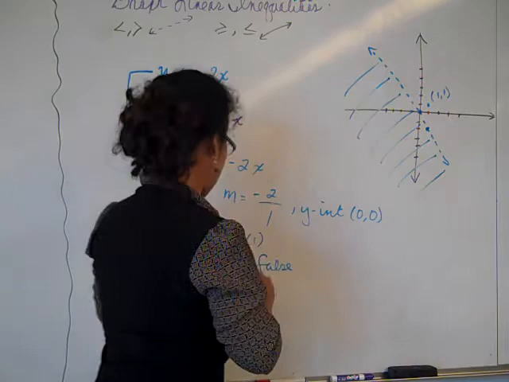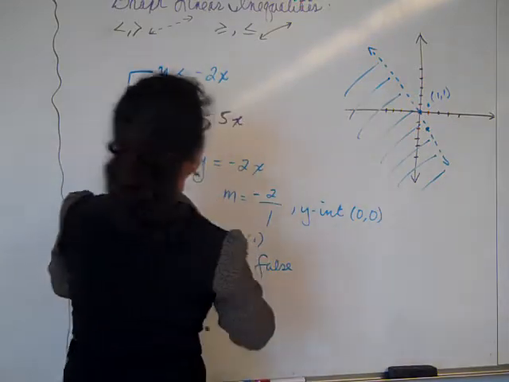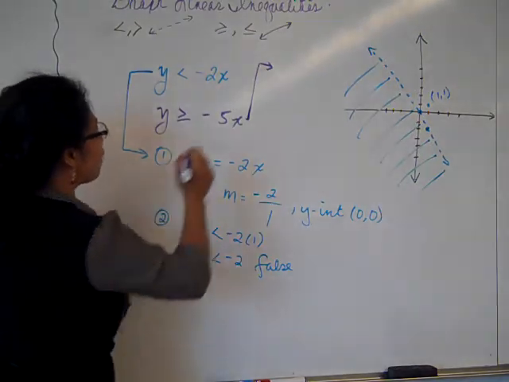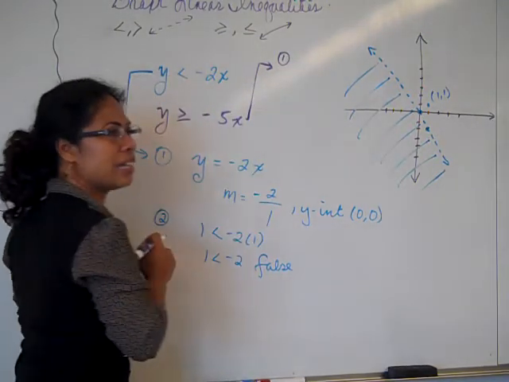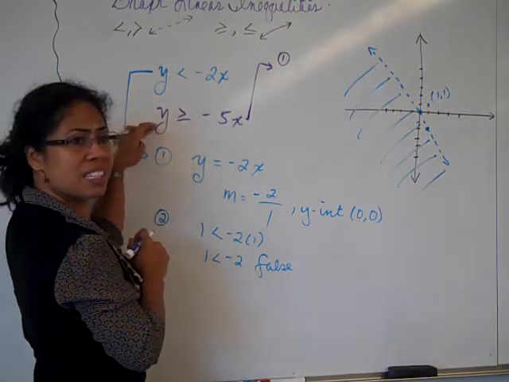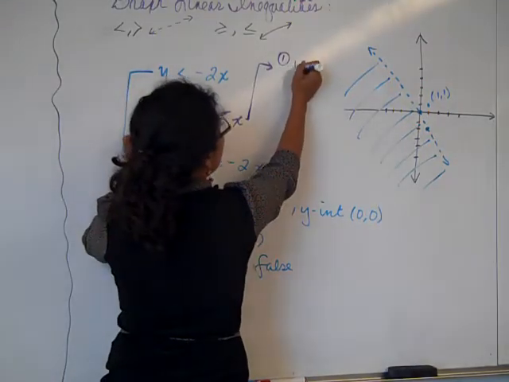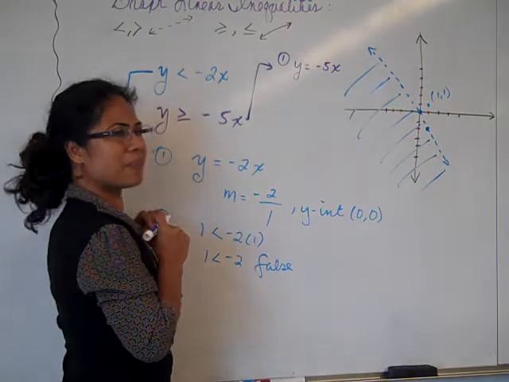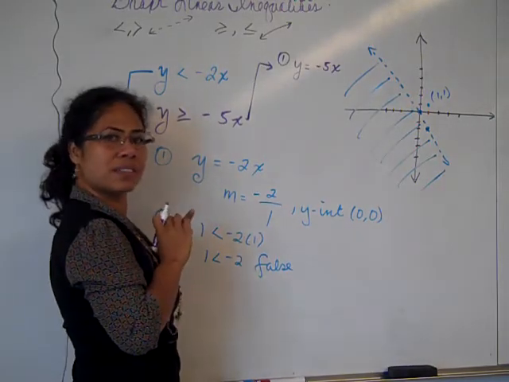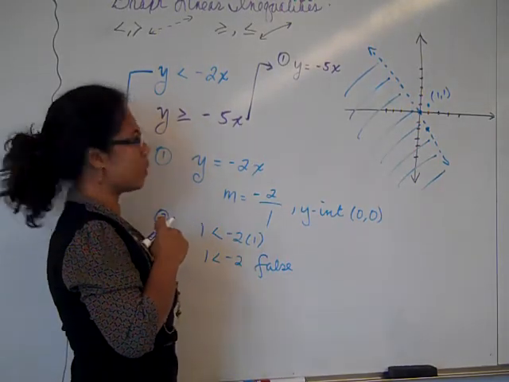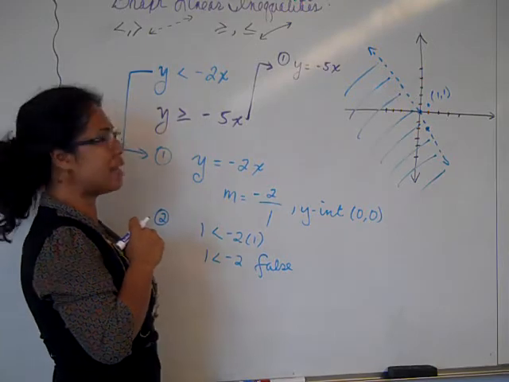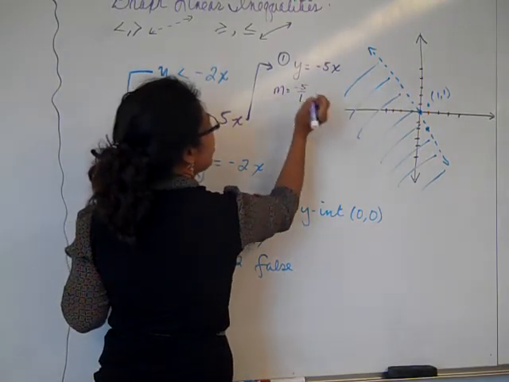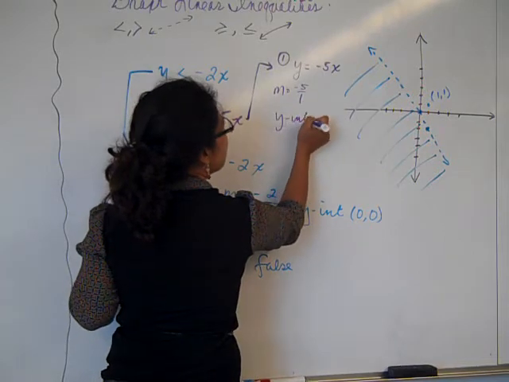Good. Now let's graph our purple one. Okay, this is going to be our purple one. The first thing we need is our boundary. To get the boundary, I have to set this equal, just to get my boundary, which is your line. Here it is. How would you like to graph this? Slope-intercept form. Right? What's my slope? Negative 5 over 1. What is my y-intercept? (0, 0).